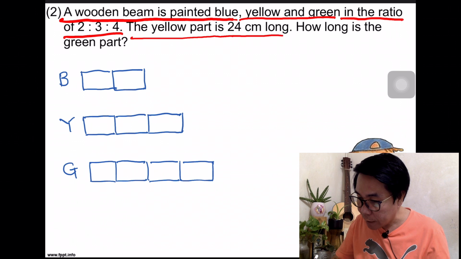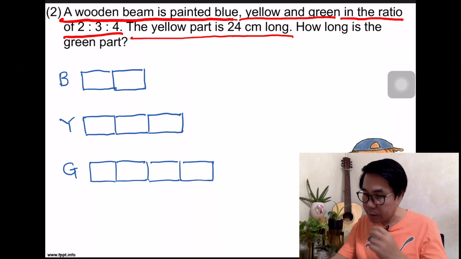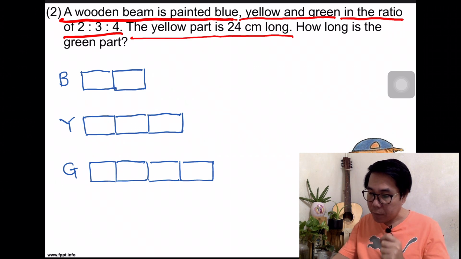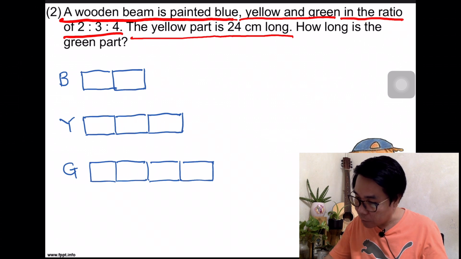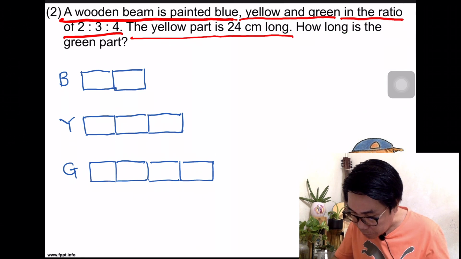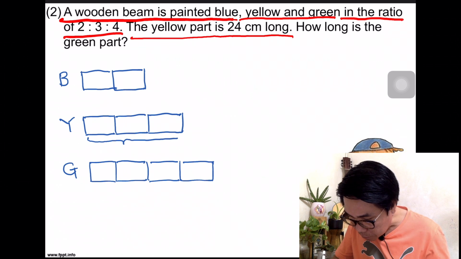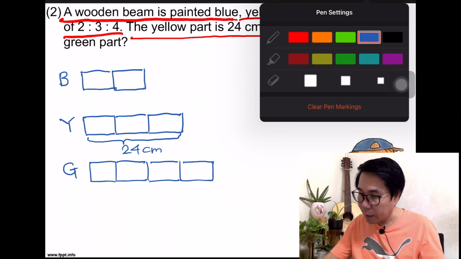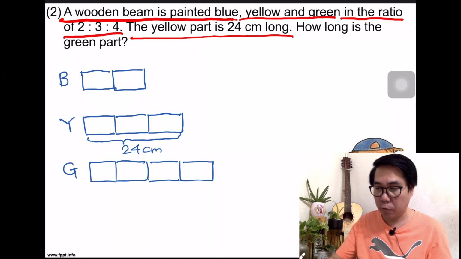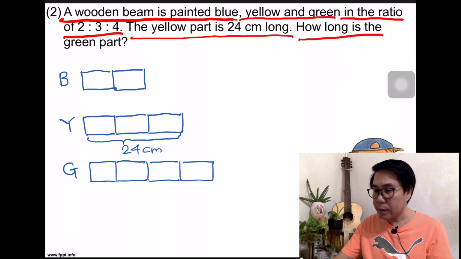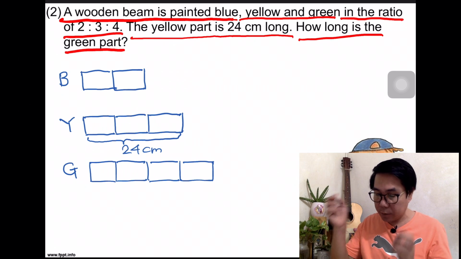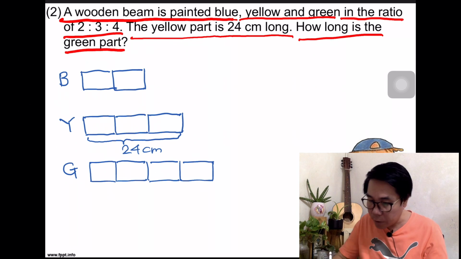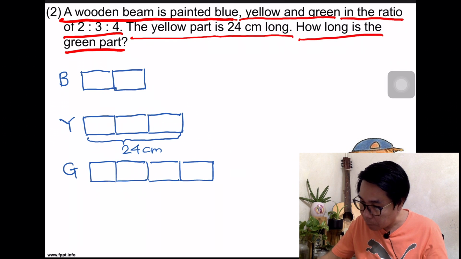Okay, now it says here that the yellow parts is 24 centimeters long. Okay, the yellow is 24 centimeters long. This yellow is 24 centimeters long. Okay, then the question is, we're looking for how long is the green part? We're looking for this green part.